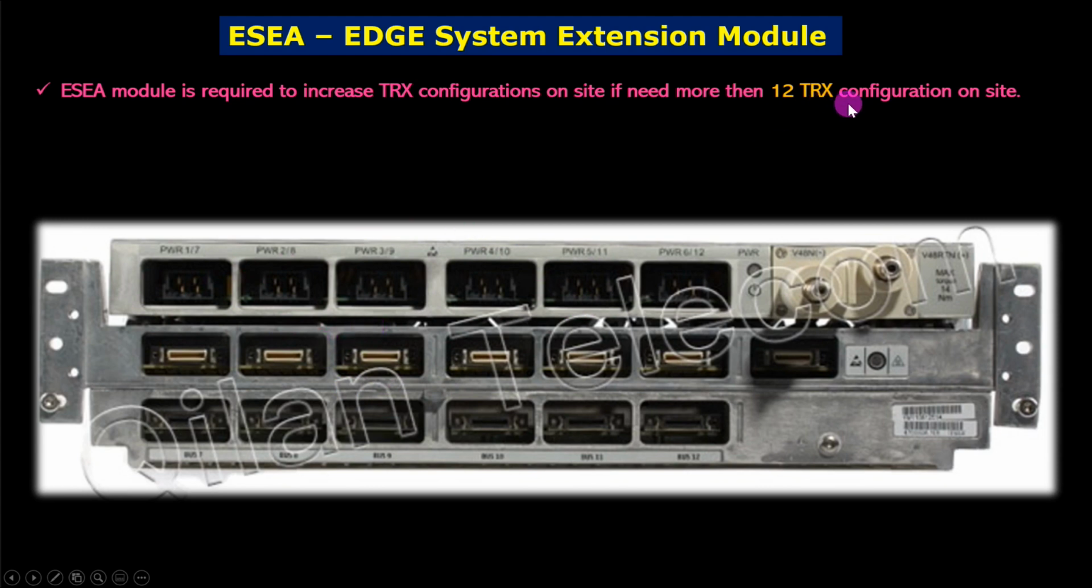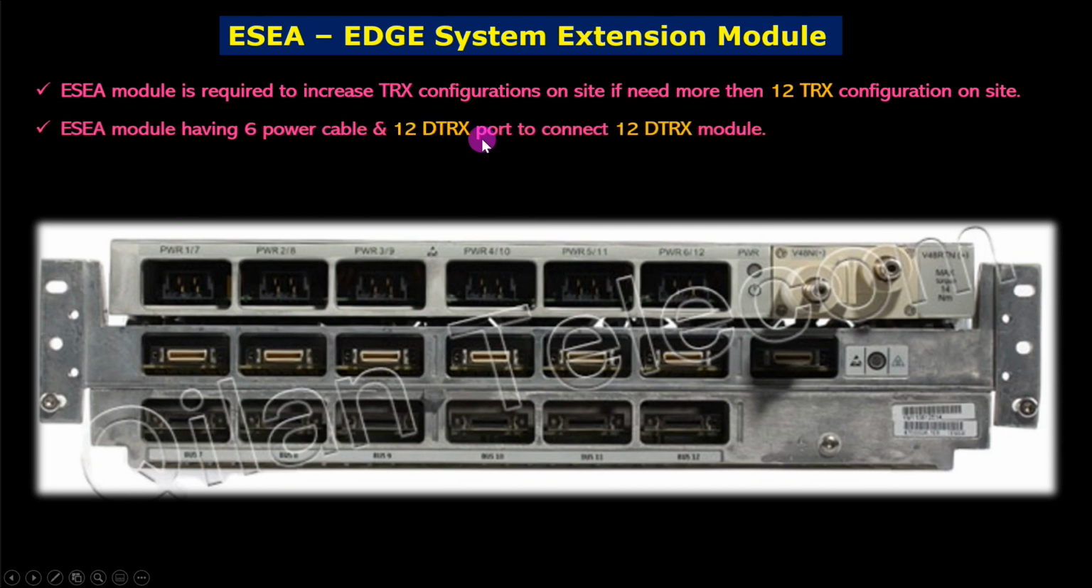If we have more than 12 TRX configuration on site, I mean 13, 14, 15, up to 24, then we have to install the ESA card, and we also have to sync it with ESMA. Here you can see the ESA module has 6 power cables and 12 DTRX ports to connect 12 DTRX modules. 12 DTRX modules means 24 TRX. So from the ESA card we can make a 24 TRX configuration on site. D means dual TRX, so 12 DTRX means 24 TRX configuration on site.